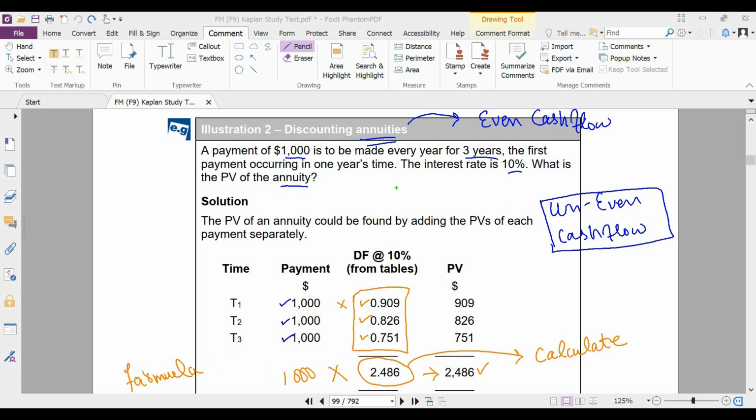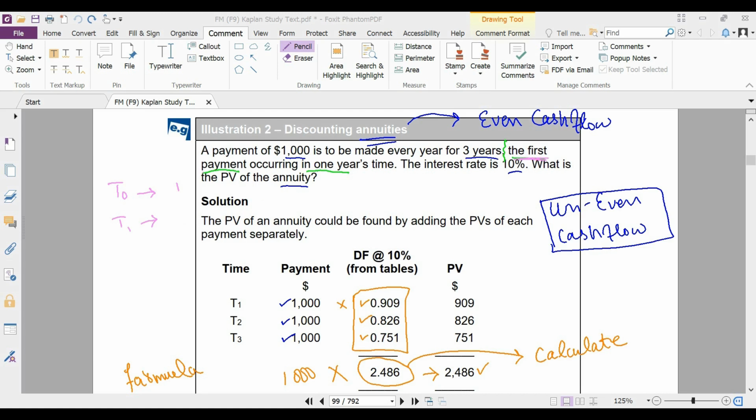One more thing in this question, a very important point, you have to notice that the first payment is occurring in year 1. Okay, so it means that it's not occurring in year 0, because in year 0 the discount factor is always 1, but in year 1 the discount factor will be something else. So this information is very important in the exam.